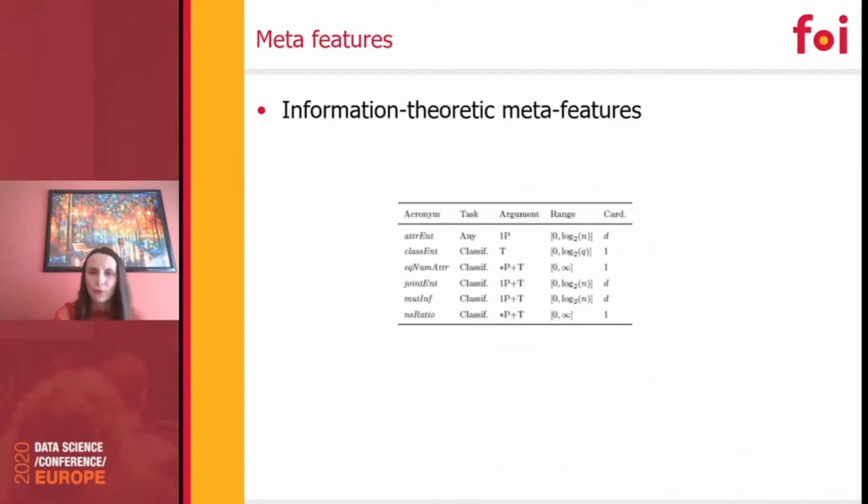The third group of measures are information theoretic meta features. Those measures are based on discrete attributes, and they are based on calculating the entropy. As you can see here, they are based on entropy and the mutual information that is gained through the attributes.